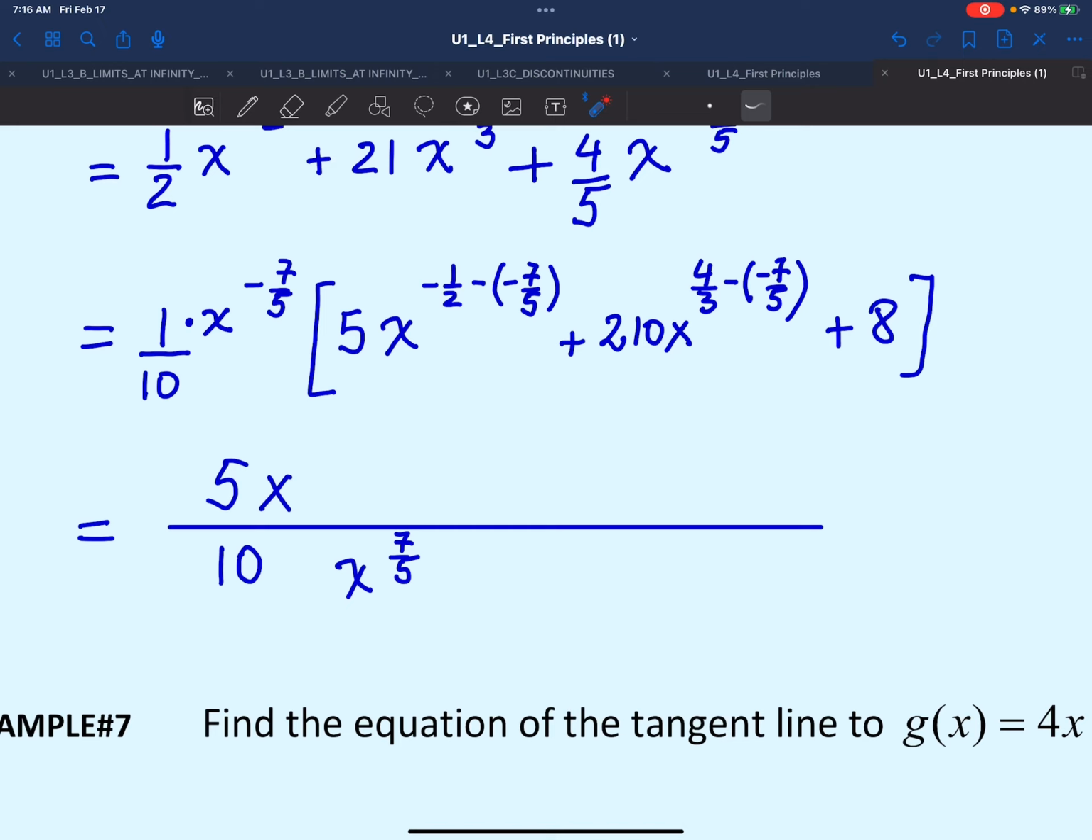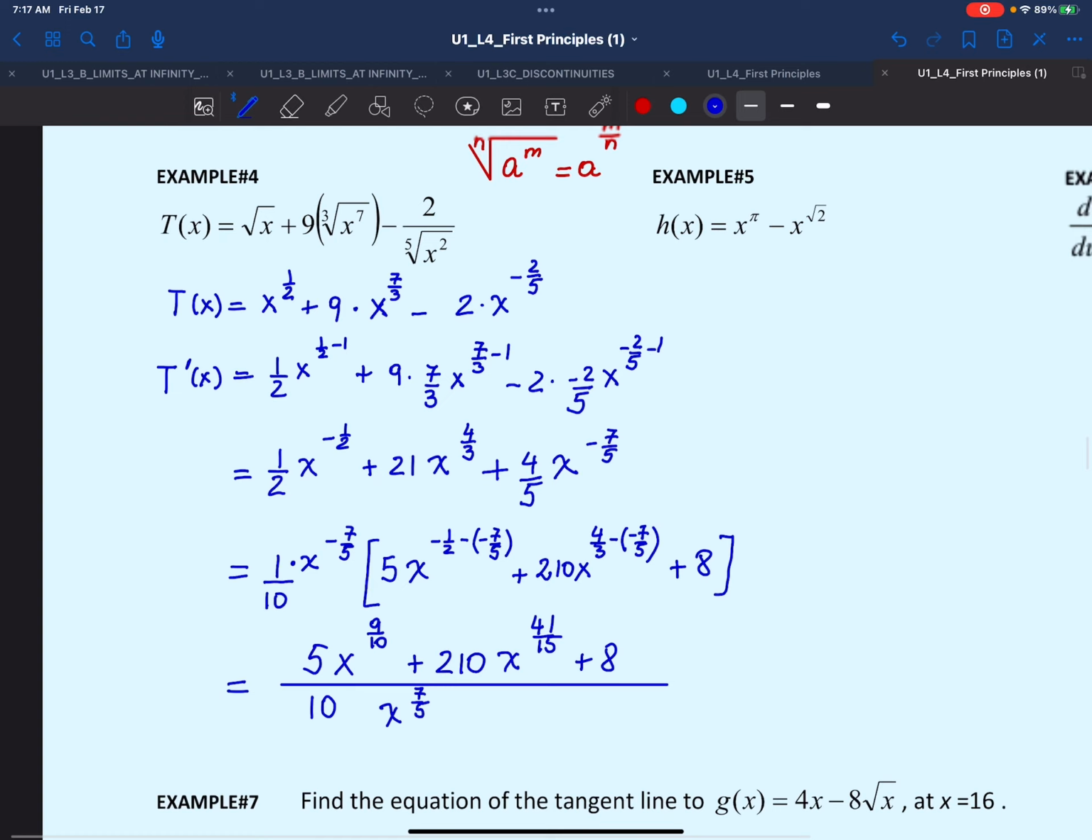But practically, that's what you do on the test. Again, as always, try to use the mental math in here. This will end up being 9 over 10. I don't want to go through the entire process of adding and subtracting fractions. That's not the point in this lesson. Then plus 210, we have x, and this time we have 4 over 3 plus 7 over 5. And in fraction form, exact form is 41 over 15. And then plus 8. And this would be the most simplified form of the derivative of the function.